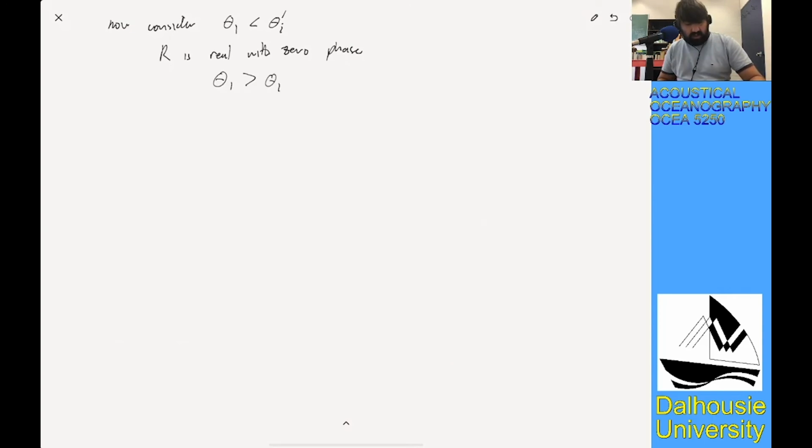So now let's consider theta 1 is less than the critical angle. So R in our expression is real with zero phase, right? It's all real everywhere. When theta 1 is greater than the critical angle, we can rewrite R as m cos 1.